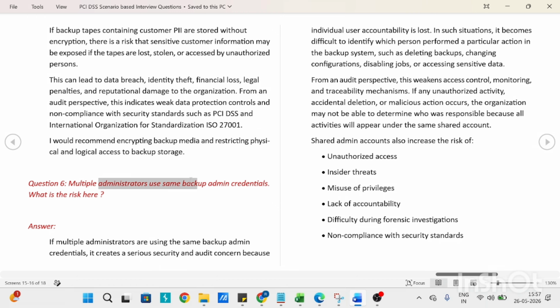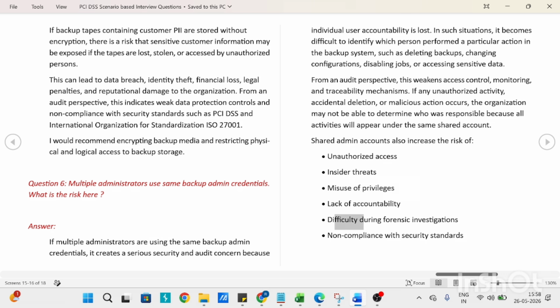Here's question number 6. Multiple administrators use the same backup admin credentials. What is the risk here? So multiple administrators have access to the backup. First they need to check whether it's role-based access, and instead of using a common ID, it's recommended to use an individual user ID for traceable purposes. Because shared admin accounts can increase the risk of unauthorized access, insider threats, and misuse of privileges, accountability issues, difficulty during forensic investigation, and non-compliance.